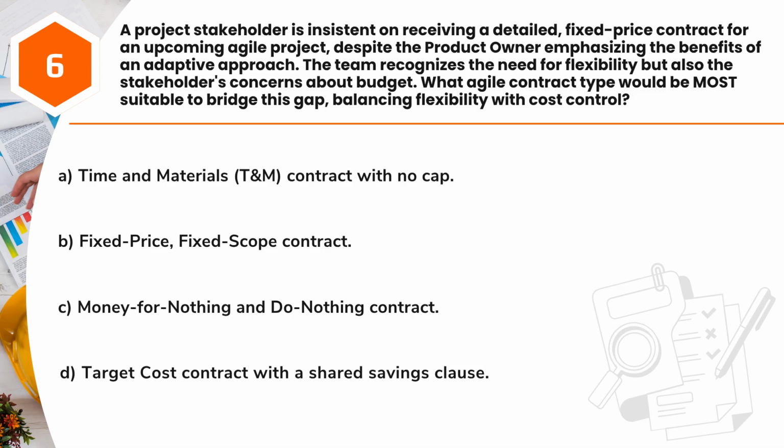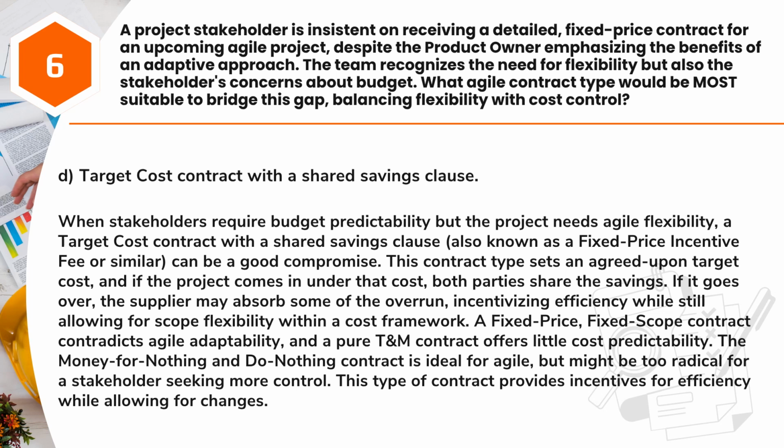A. Time and materials, T&M, contract with no cap. B. Fixed price, fixed scope contract. C. Money for nothing and do nothing contract. D. Target cost contract with a shared savings clause. Answer: D. Target cost contract with a shared savings clause.